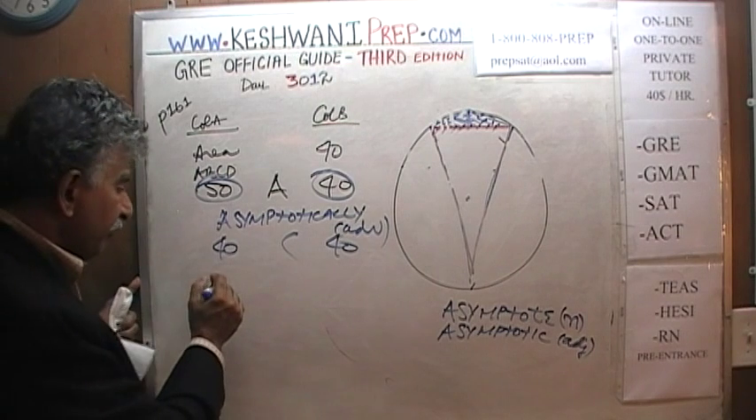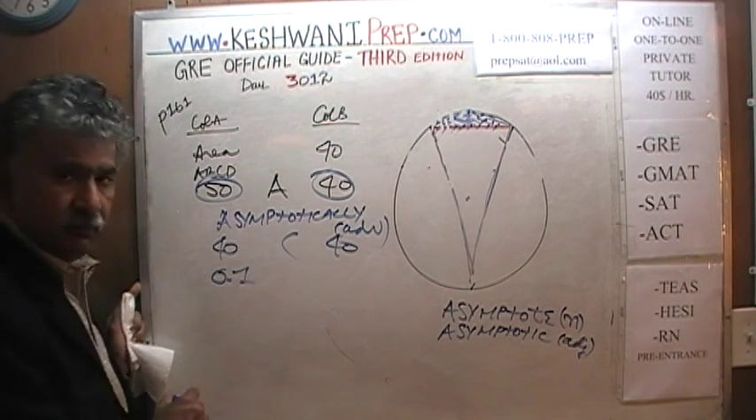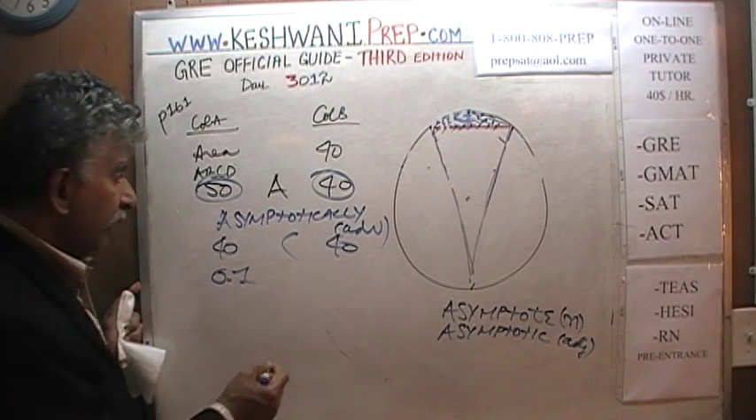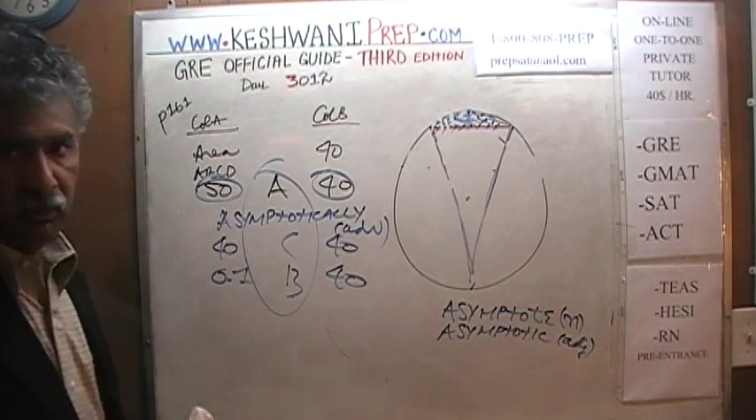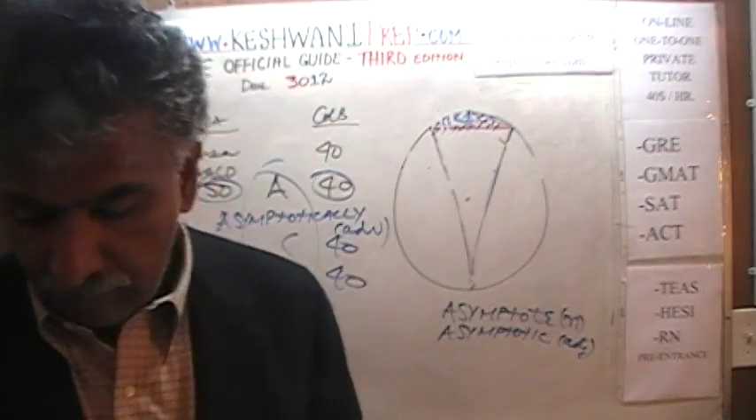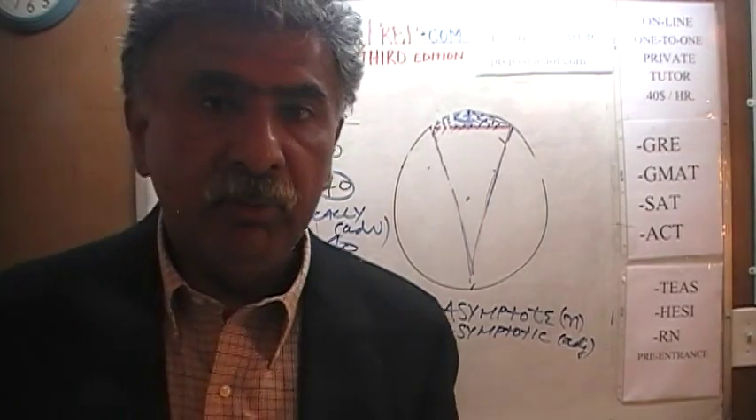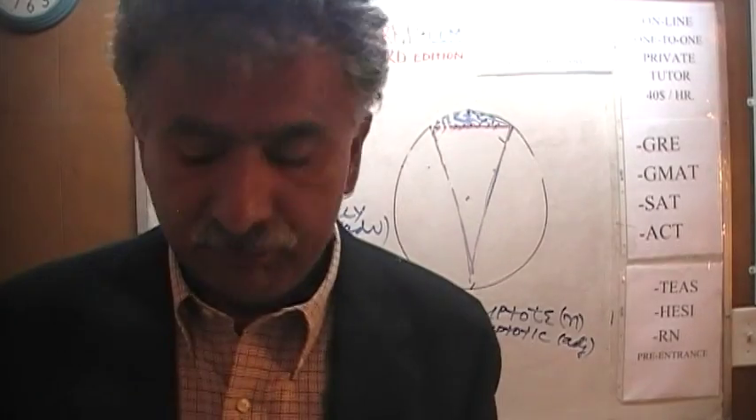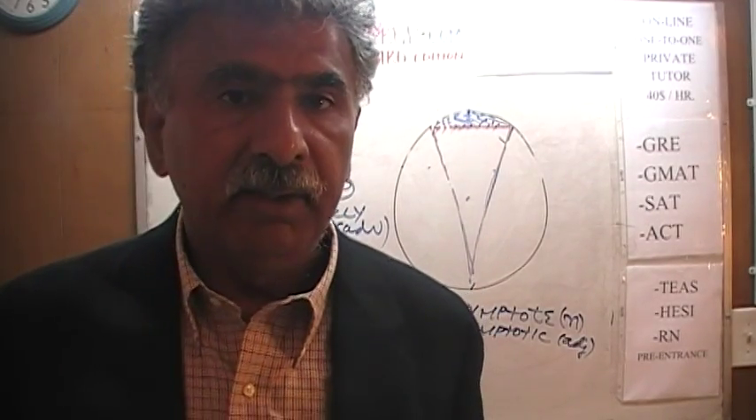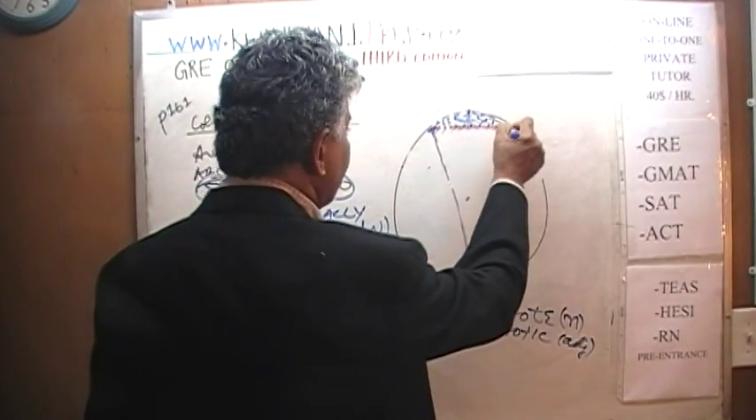Or it could be very, very close to zero. It could be 0.1, or 0.001 and so forth. In which case, comparing with 40, the answer would be B. We do not know what the area of this quadrilateral is based on what is given to us. All that is given to us is the fact that the diameter is 10. But they also have to tell you this distance right here.